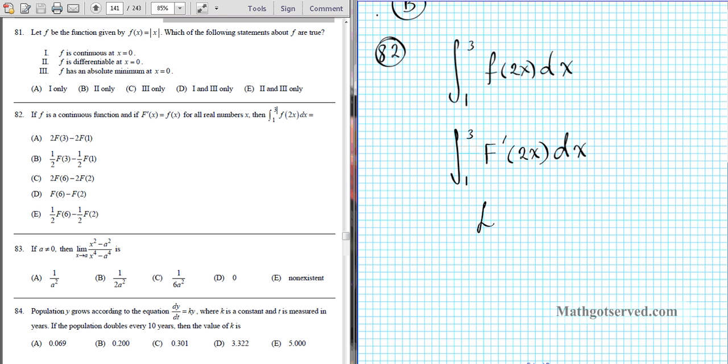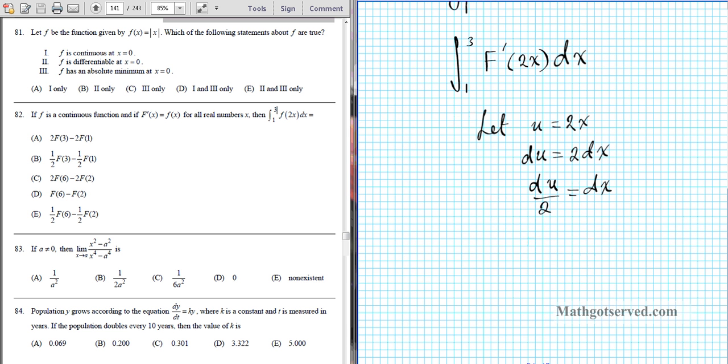So what we're going to do is we're going to say let u be 2x, okay? If u is 2x, then du is going to be 2 dx, which means that du over 2 equals dx, all right? So when we're making a substitution for this inner function right here, we have to also adjust dx to compensate for the chain rule, all right? So let's go ahead and make the substitution.